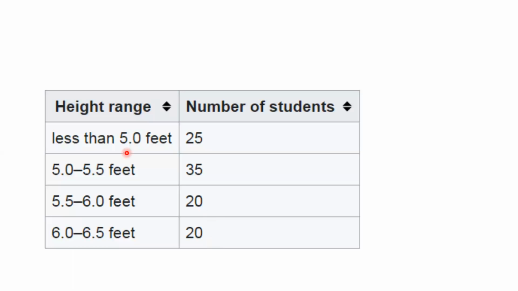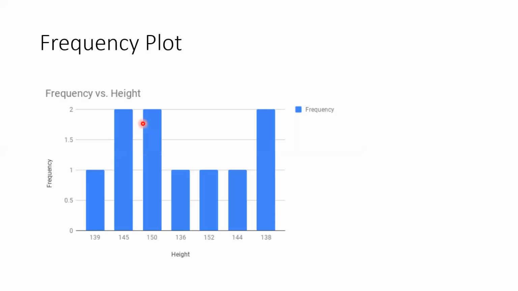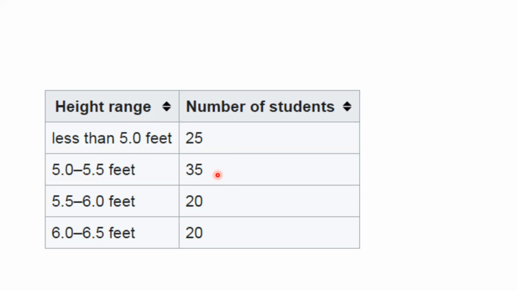Now what I can do is create a height range also. For example, less than 5 feet, or between 5 to 5.5 feet. All the heights which are less than 5 feet, I will add the frequencies of all those heights, and then I will get this number. This is another way in which we can make a frequency plot.